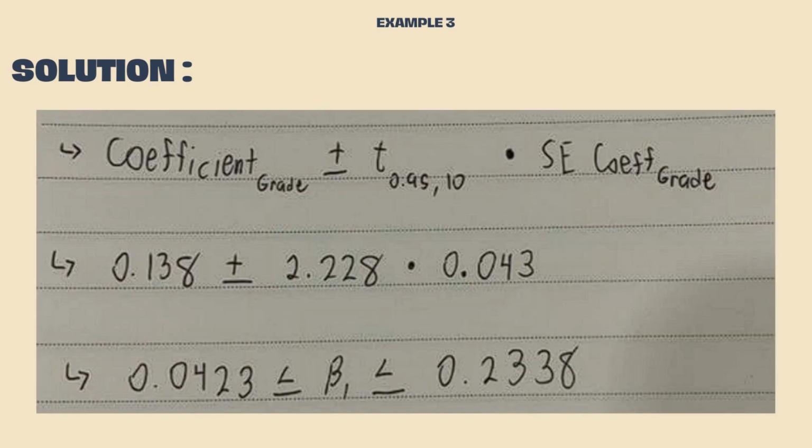So for our solution, we have the coefficient grade plus minus the t value, which is 0.95, and then our degrees of freedom is 10 since n minus 2, and our n is 12, so 12 minus 2 is 10, and then we multiply that by the standard error coefficient grade. So plugging in the values, we have 0.138 plus minus 2.228 times 0.043, and then our final answer is 0.0423 less than or equal to beta sub 1 less than or equal to 0.2338.